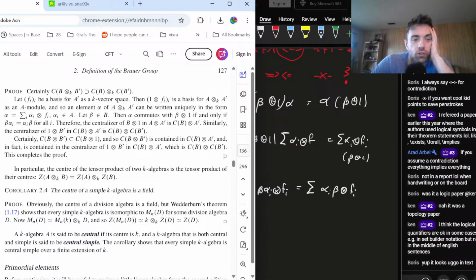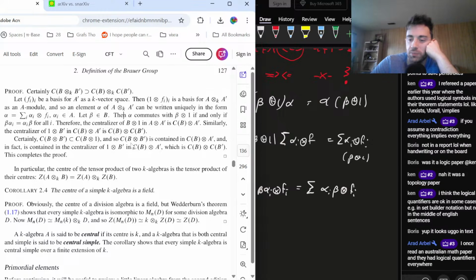Yeah. So where are we here? Therefore, the centralizer of B1 in here is this. The centralizer of that is that. And so this is contained in there. Right. Okay. Nice. I believe it. You once read an Australian math paper, and they had logical quantifiers everywhere. Gross.